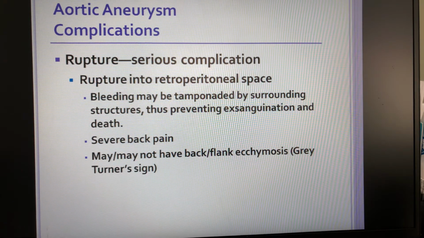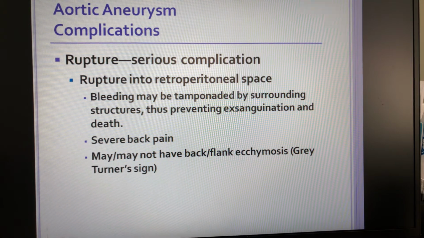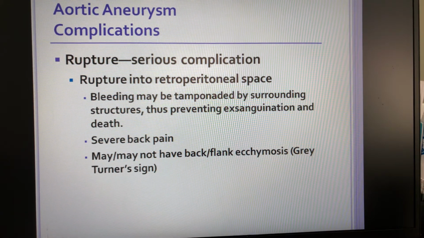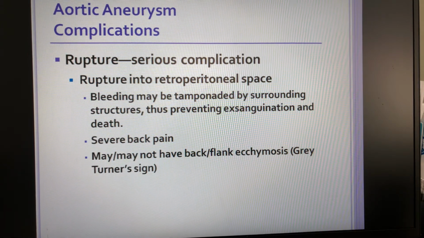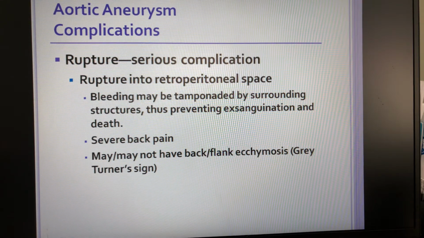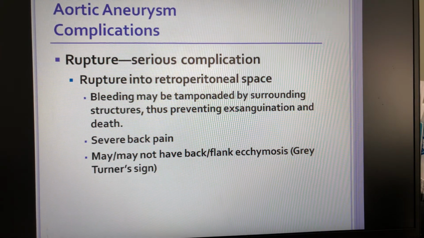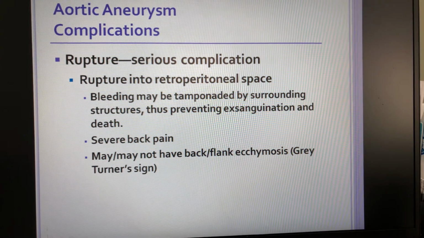Rupture of an aneurysm is a more serious complication, and it is most likely to occur in people who smoke. That rupture is into the retroperitoneal space. Bleeding may be tamponaded by surrounding structures, thus preventing exsanguination and death. These people complain of severe back pain, and they may or may not have back flank ecchymosis, which we call the Grey-Turner syndrome.